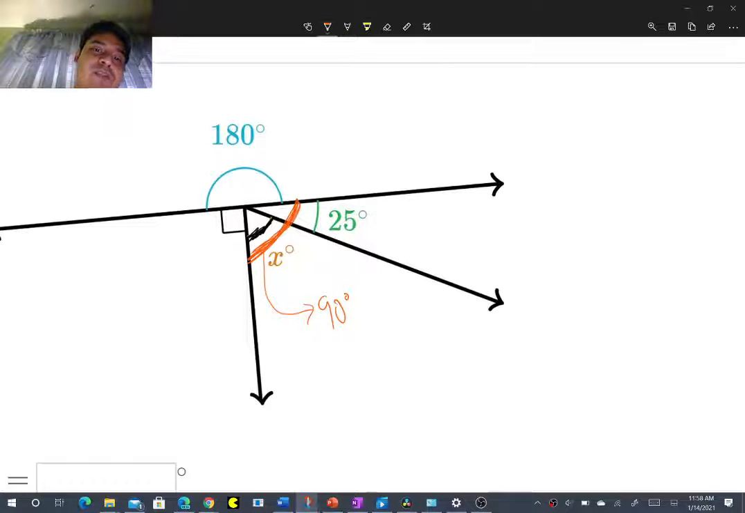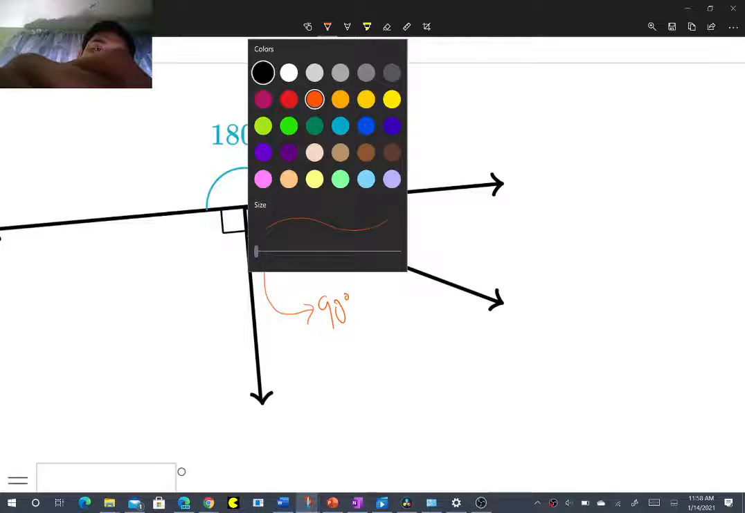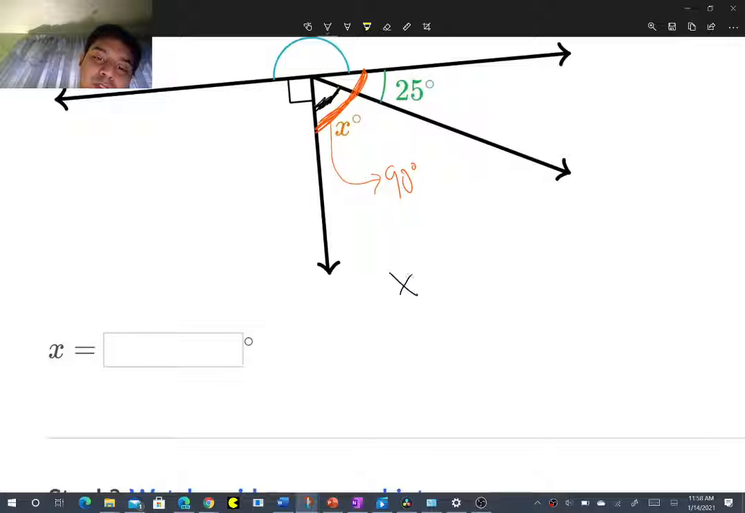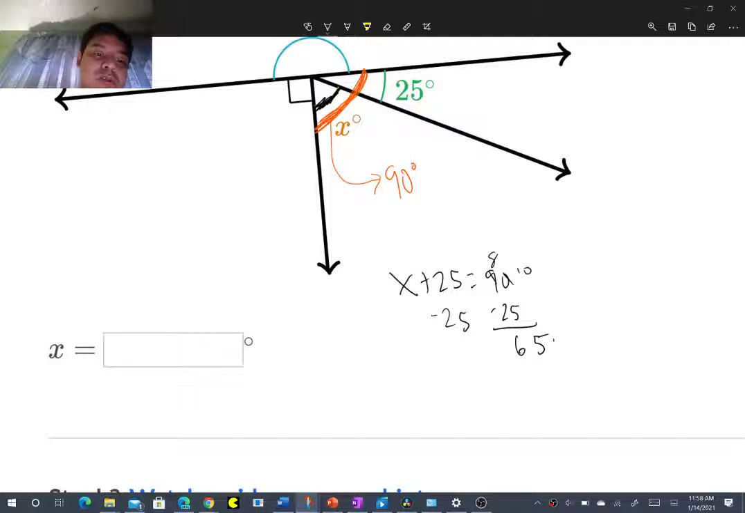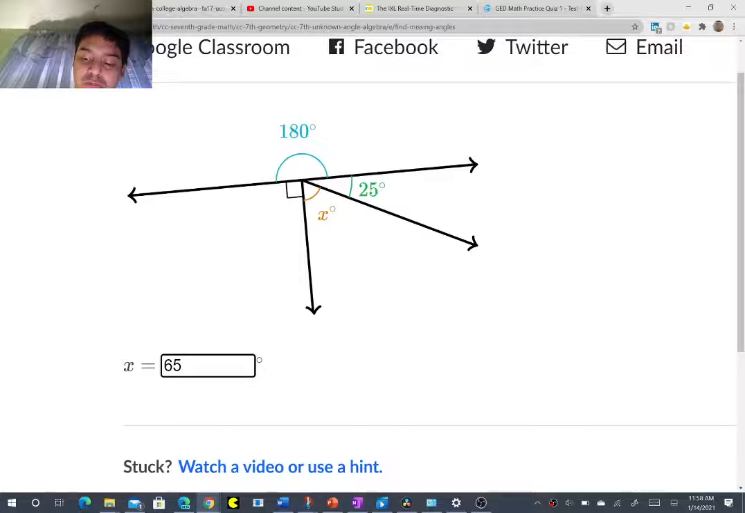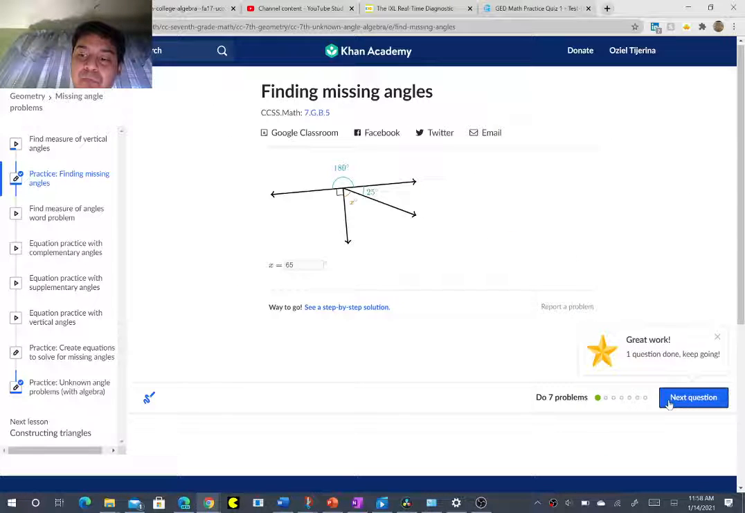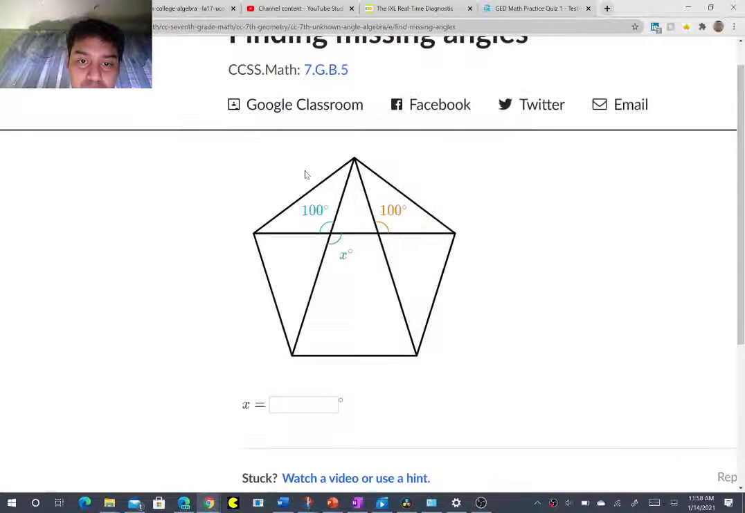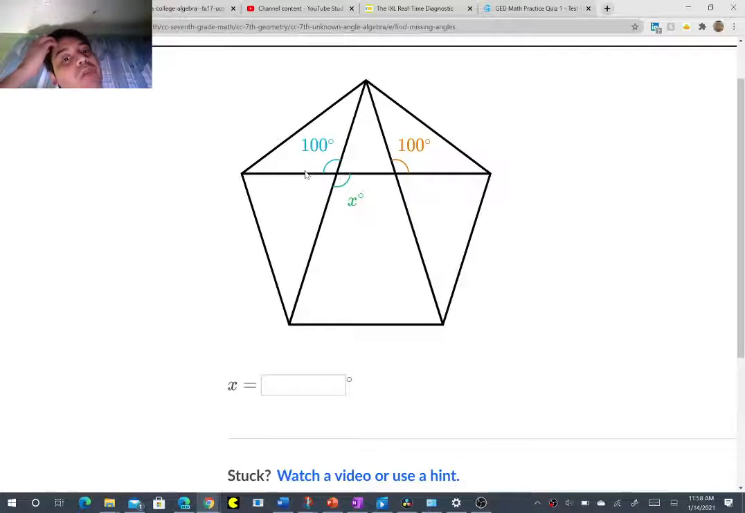And we already have an x and a 25, so what you're gonna say is that x plus 25 equals 90. So you're gonna subtract 25 on both sides. You get 65. Okay. So this one would be 65.